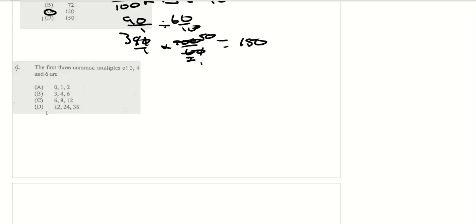Right, this is a repeated question, although it just repeated one time a while back. The first 3 common multiples of 3, 4, and 6 are. So you ask yourself, could 3 go into all the digits in A? No. Could 3 go into all the digits in B? No. Could 3 go into all the digits in C? No. What about D? Yes. Right, and then you could see if 4 could go into all of these digits. Yes. Could 6 go into all of these digits? Yes. Right, so you know the answer for 6 is D.